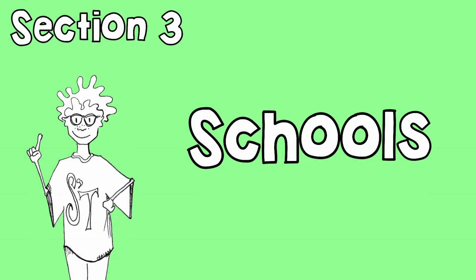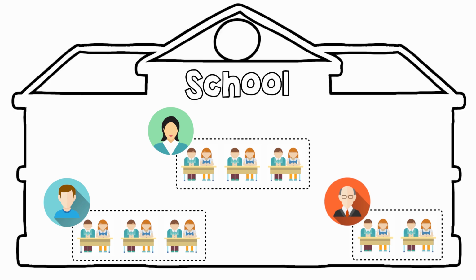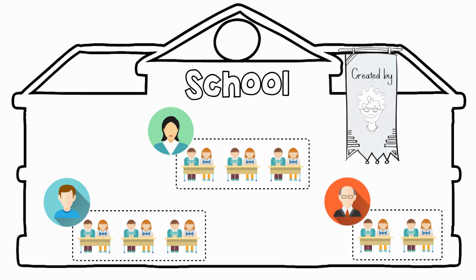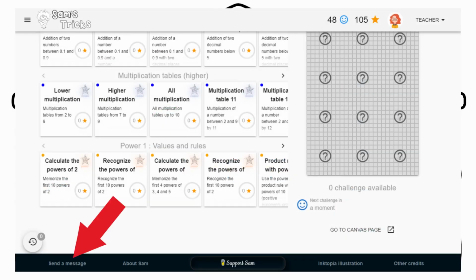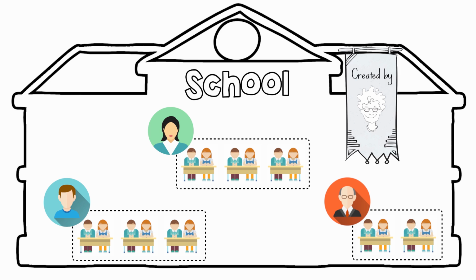Section 3. Schools. Sam's Tricks includes a simple school system which allows different teachers to attach their classes to a school. This allows them to centralize class management and easily verify students belonging to the same school. Schools can only be created by the Sam's Tricks team. If you want a school created, just let us know via the message system and we'll be in touch with you shortly. When created, a school should have at least one administrator.